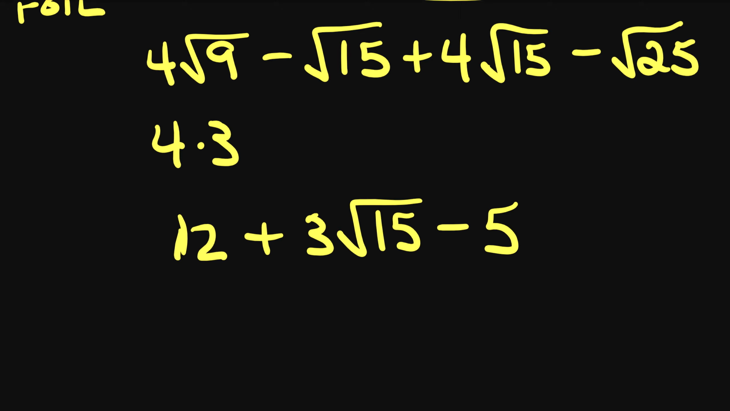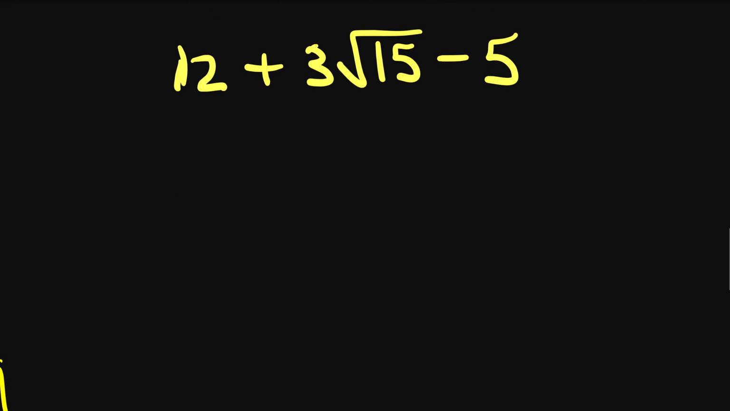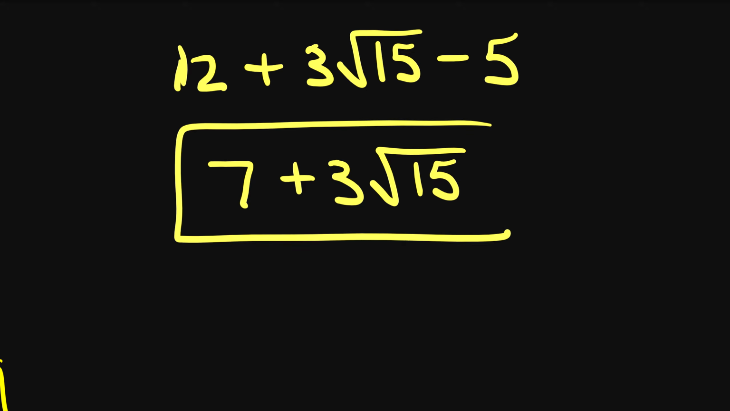All right. So far, so good. Let's combine our like terms here by saying 12 minus 5 is 7. 7 plus 3 times the square root of 15. I can't simplify that square root of 15 any more than what it is. So that means I'm completely done here.